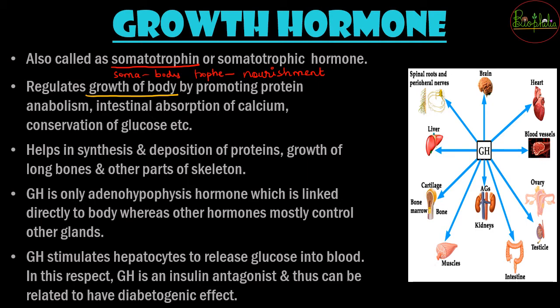So growth of the body, that is protein metabolism, the intestinal absorption of calcium, conversion of glucose, everything will be under the control of growth hormone. Growth hormone is going to help in synthesis and deposition of proteins. So it will help in protein metabolism, and since it works on the intestinal absorption of calcium, it affects calcium metabolism, that is to store the calcium into long bones so that growth of the bones can occur and the skeleton can become stronger.